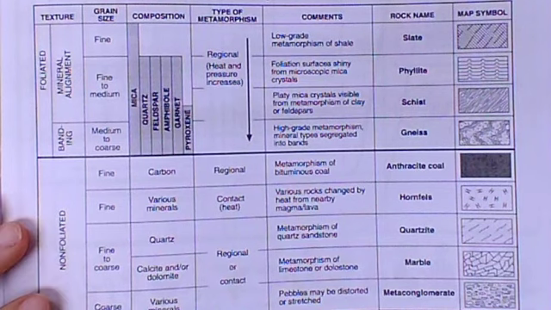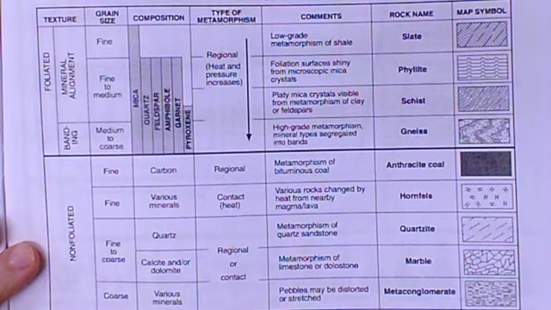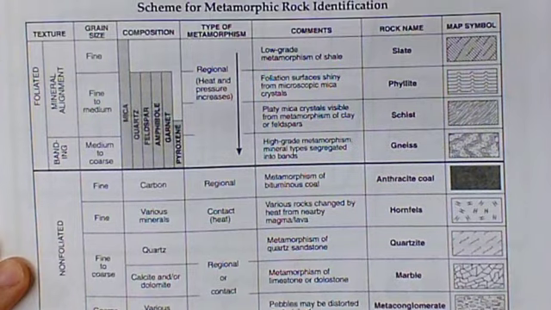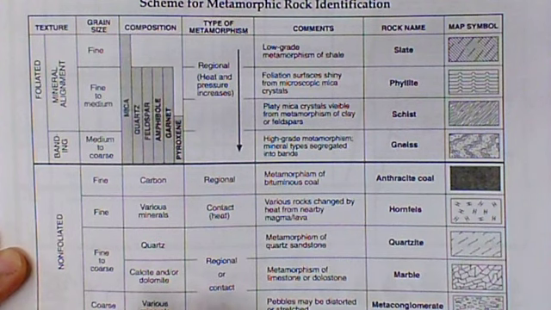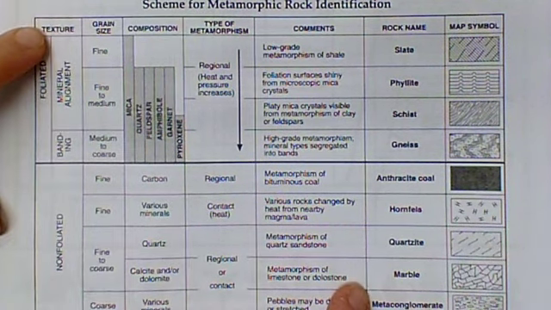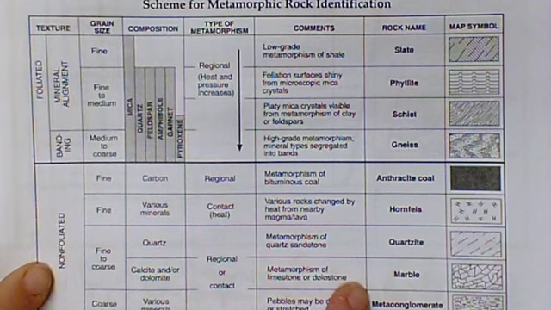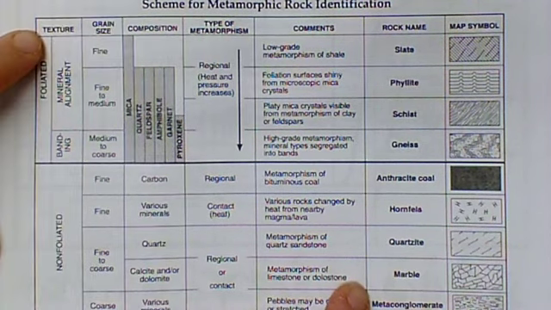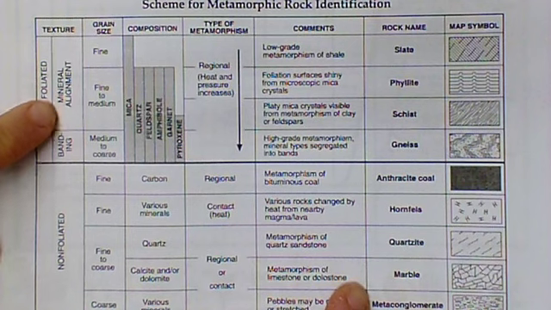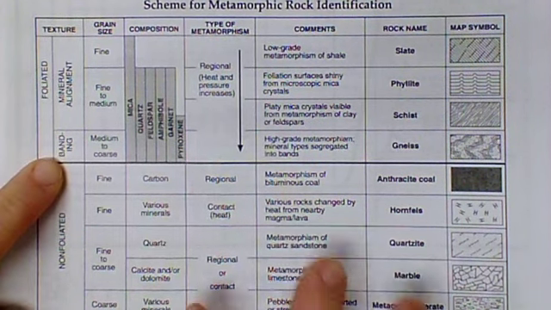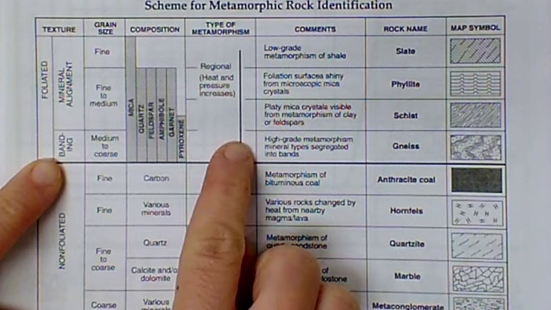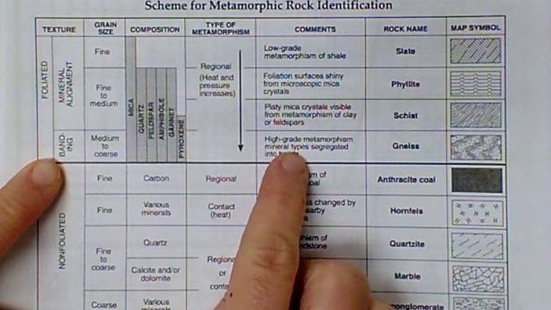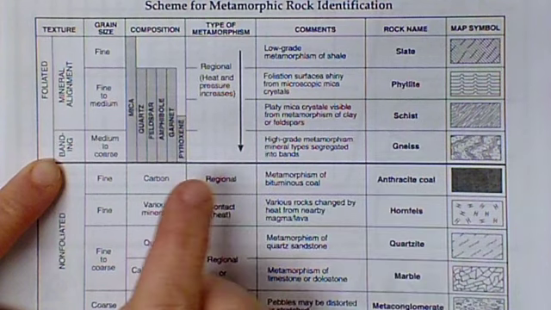Okay, so last but not least, let's go to your reference tables. This is on page 7, and this is the scheme for metamorphic rock identification. And we can see a lot of different things here. If we take a look at the texture, we have foliated and non-foliated. And under foliated, there are two types. There's mineral alignment and there's banding. It also shows the composition of the rocks, the type of metamorphism, some general comments about the rocks, their names, and their map symbols.